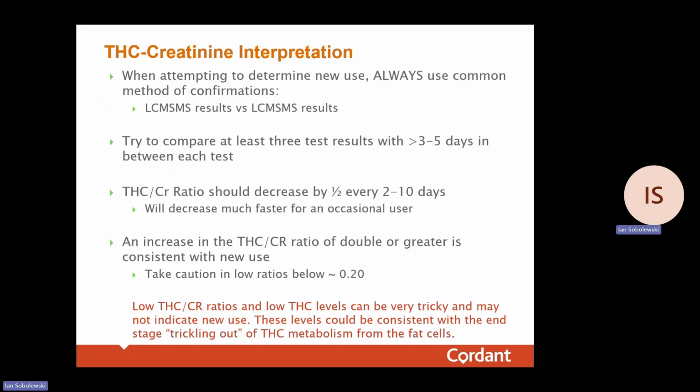Now, these are general rules of thumb. When you start dealing with really low ratios, that's when you have to take some caution. And that's when I encourage everyone to reach out to our client service team. Low THC creatinine ratios and low THC levels can be tricky and may not indicate new use. These levels could be consistent with the end stage or trickling out of THC metabolism from the fat cells. So that's why it tends to stick around a little bit longer than expected when you're dealing with those lower ratios.